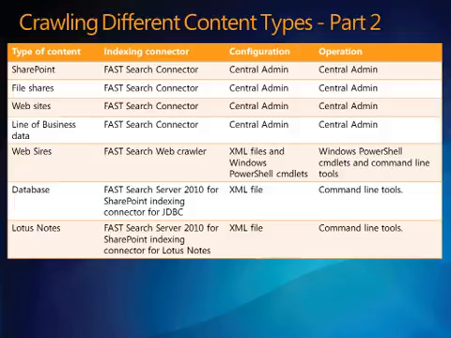You can crawl different kinds of content by using different indexing connectors, depending upon the content source and type. The Fast Search Server 2010 for SharePoint installation includes the Fast Search connector, the Fast Search web crawler, and the Fast Search Server 2010 for SharePoint indexing connectors for Lotus Notes and for JDBC. The table shown here sets out the differences in the configuration and operation of the different indexing connectors.